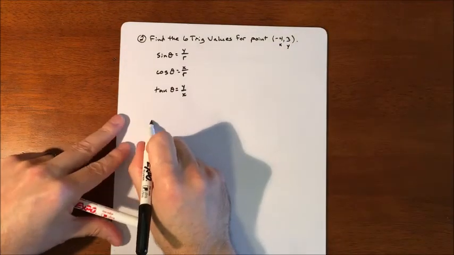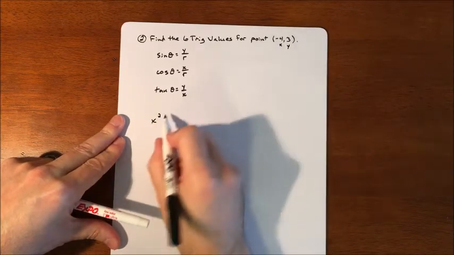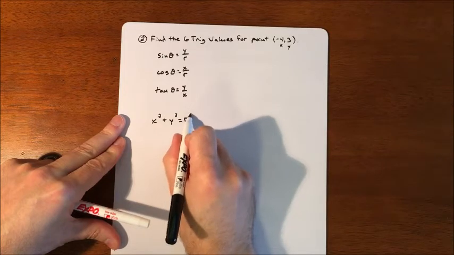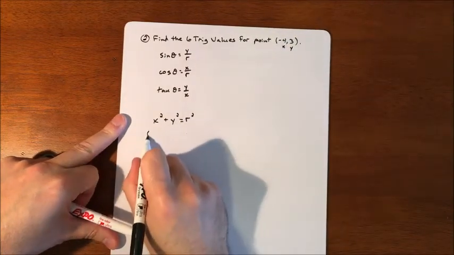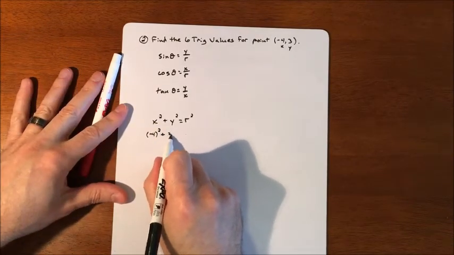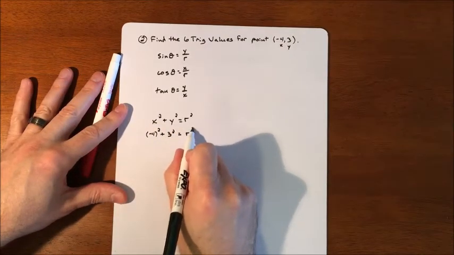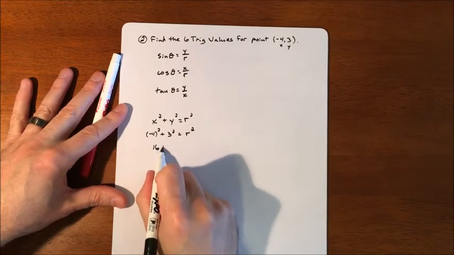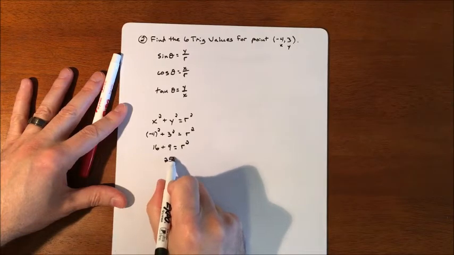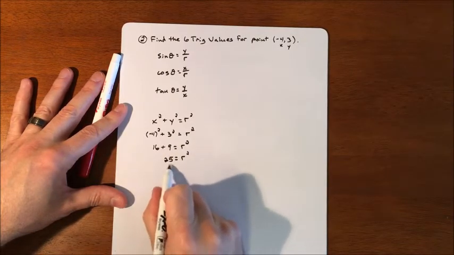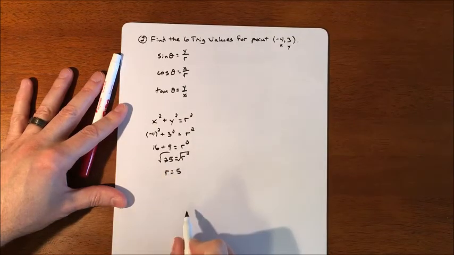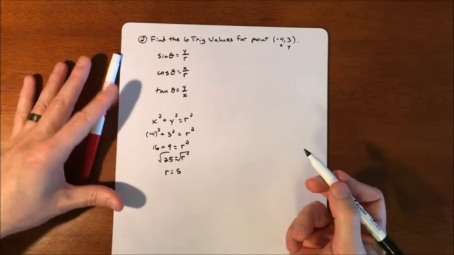Remember that the equation of a circle is, again this is a point on the circle, x squared plus y squared equals your radius squared. So you could just take -4 squared plus 3 squared equals your radius squared. That's 16 plus 9 equals r squared, so 25 equals r squared. Square root, and your radius equals 5.